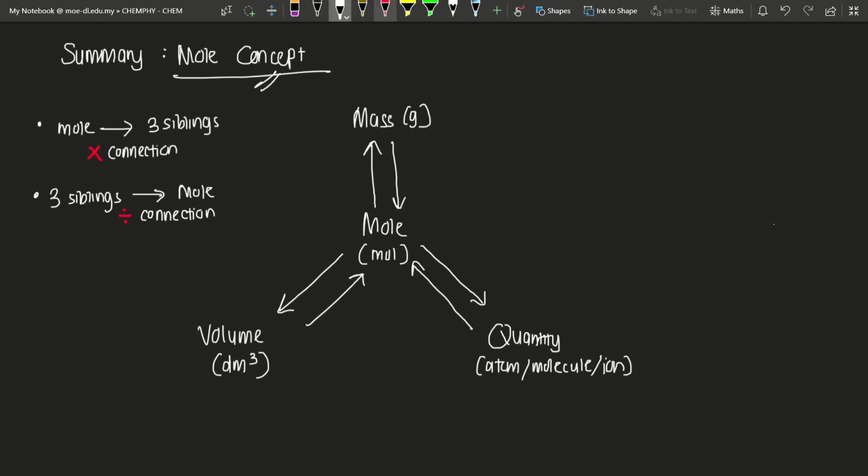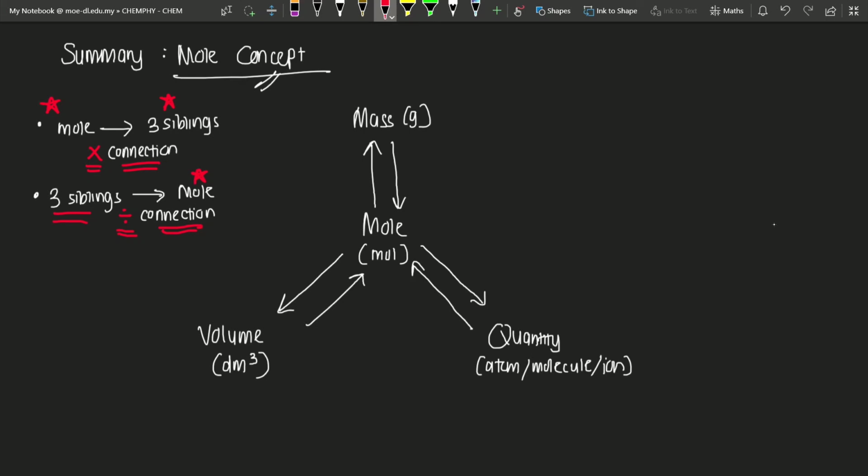If you have mole and want to convert to any of the three siblings, either mass, volume or quantity, you multiply by the connection. But if you have the three siblings, your mass, volume or quantity, and want to convert it into mole, you divide by our connection. So you must know what the connection is, and whether to multiply or divide.